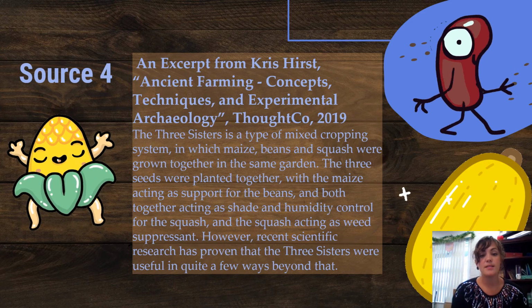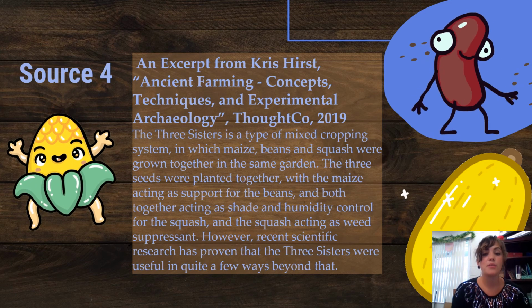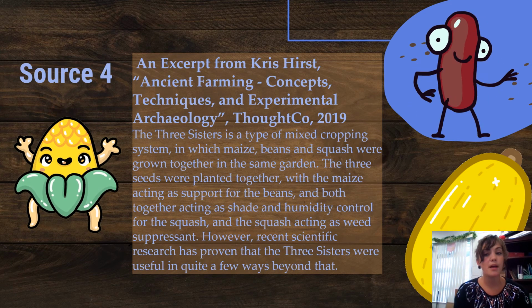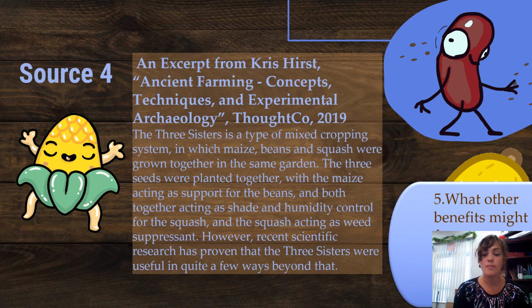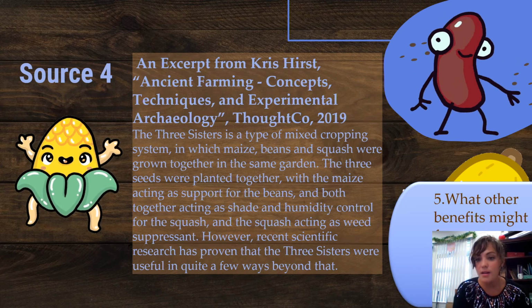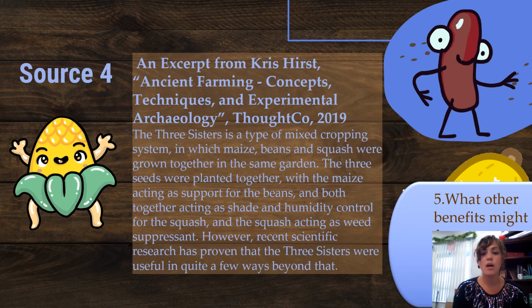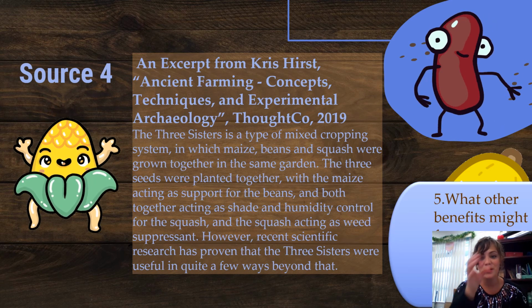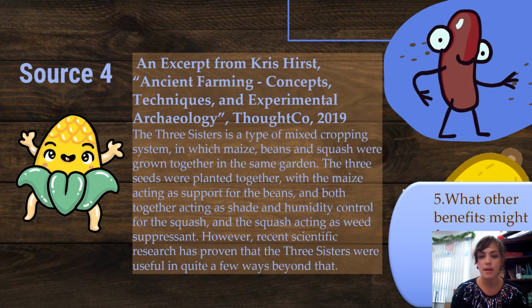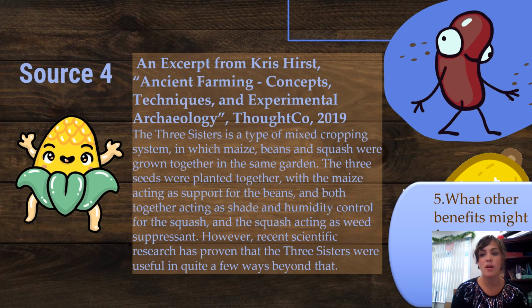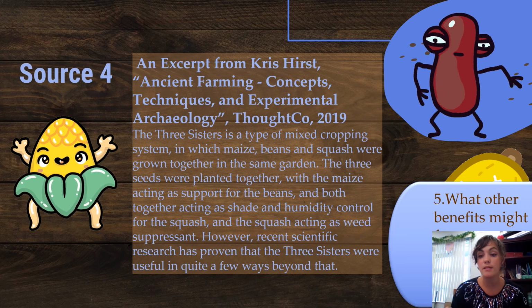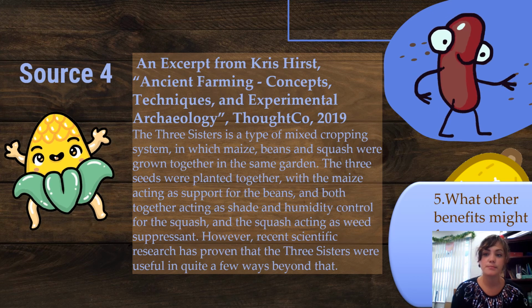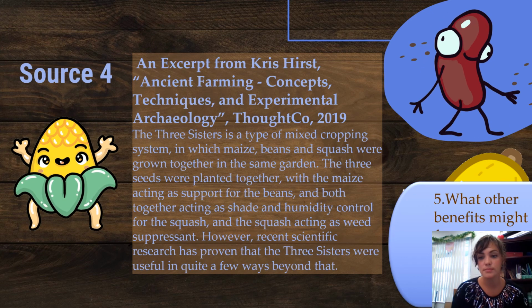However, recent scientific research has proven that the Three Sisters were useful in quite a few ways beyond that. So the question I have for you is, oh, you can't see that. What other benefits might Three Sisters have? So what other ways do you think it could be useful, right? That's the question that my face is blocking. So see if you can answer that. What do you think might be a benefit from intercropping? Or intercropping is when you mix different crops together. Take a moment, answer that question.